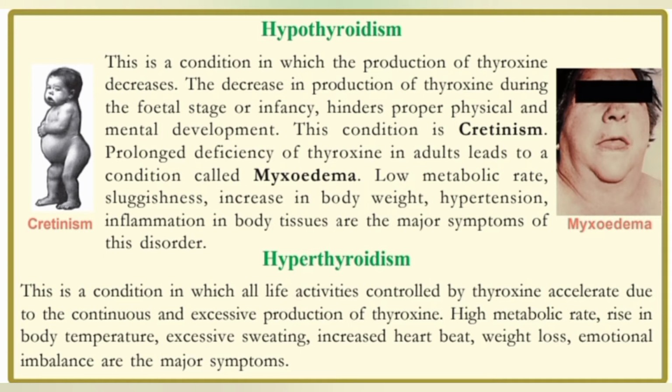That means cretinism can be seen in the fetal stage or in infancy. What it shows is that the decrease in production of thyroxin during the fetal stage or infancy hinders, or slows down, proper physical and mental development. This condition is called cretinism. What will happen in the same situation in adults?